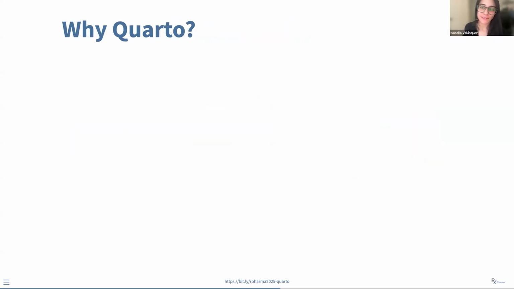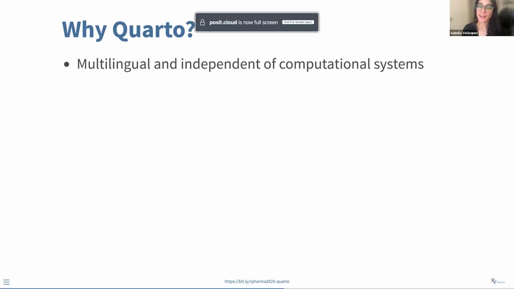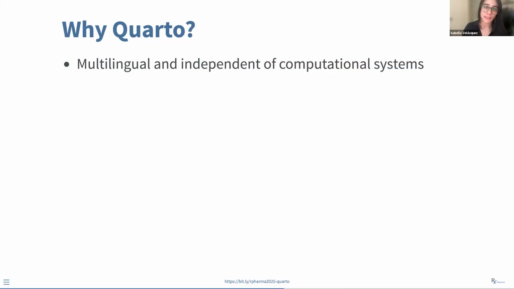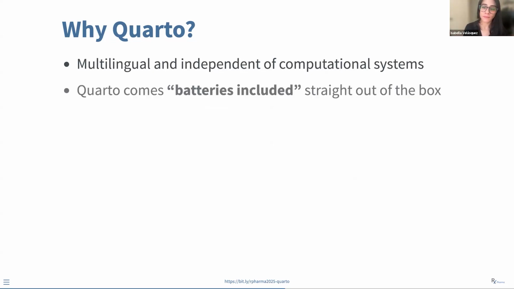Just to sum up, why would you use Quarto over something else? The idea of being multilingual: if you are coming from R Markdown, in order to work with it, you need to have R installed. Quarto is inherently multilingual. You don't even need to have a programming language installed to use Quarto. It comes batteries included. So all these formats that we're going to be talking about today, the documents, the dashboards, the PDFs and everything, come straight out of the box. You don't have to install anything separate.